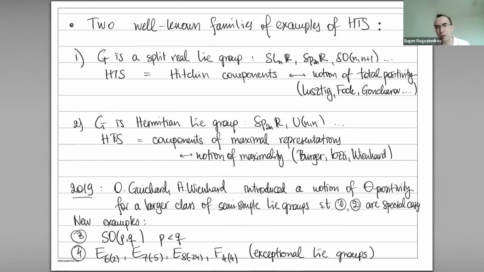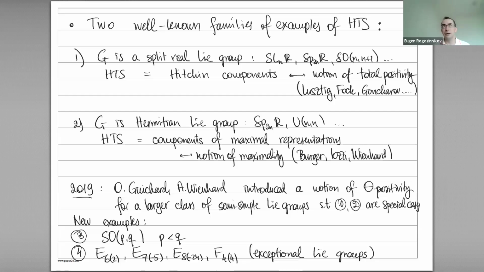There are two well-known families of examples of higher Teichmüller spaces. The first family is the family of split real Lie groups. If you don't like split real Lie groups, you can just think of SLn(R), Sp2n(R), SO(n,n), SO(n,n+1). Essentially every complex Lie group admits a split real form. And in this case, higher Teichmüller spaces are so-called Hitchin components. The existence of these Hitchin components is closely related to the notion of total positivity for split real Lie groups. And this notion is very well studied.